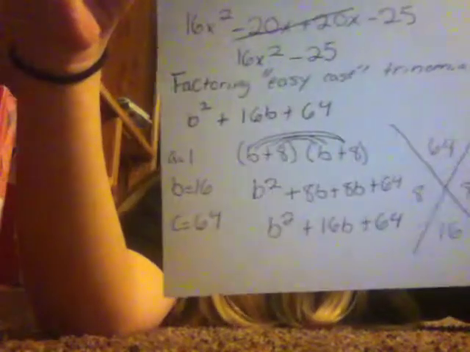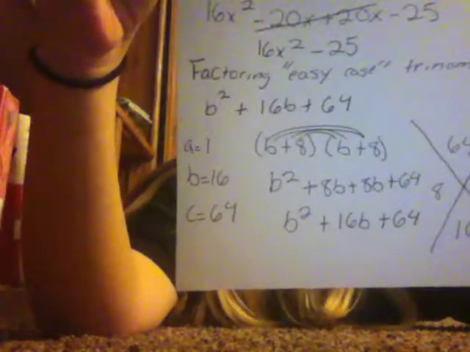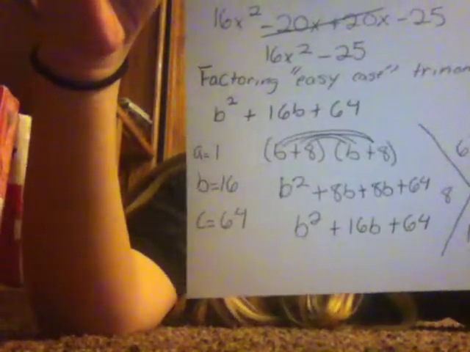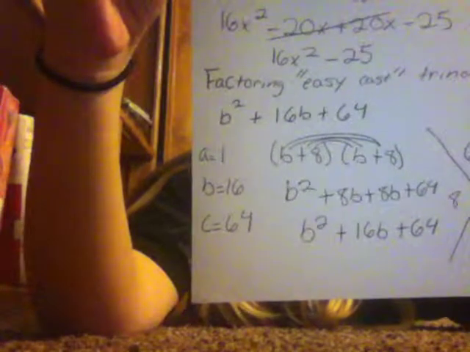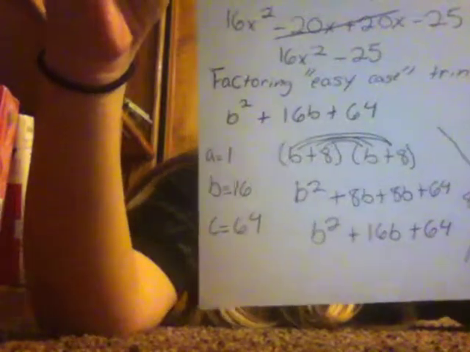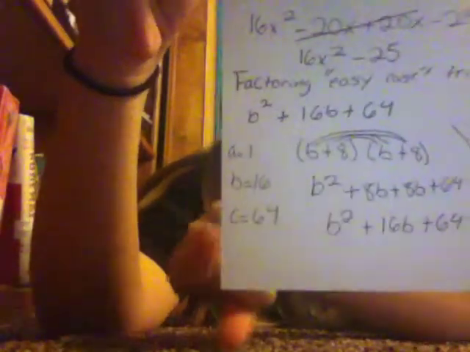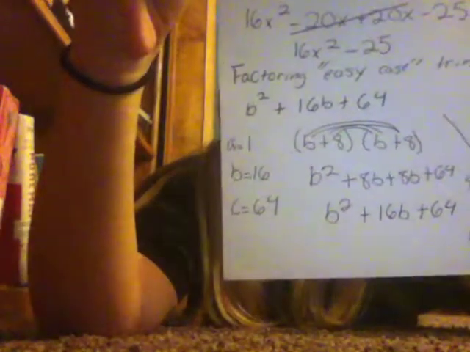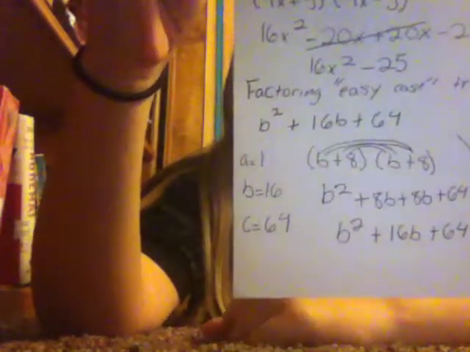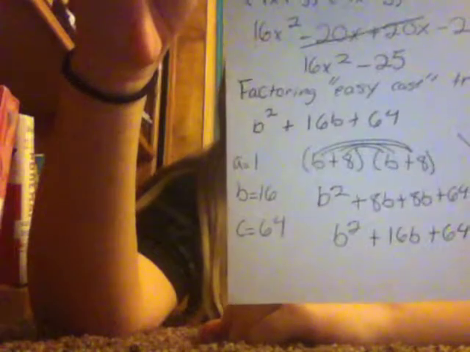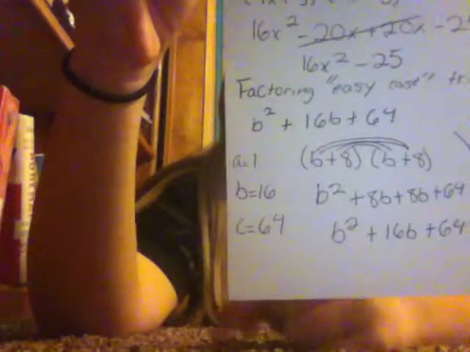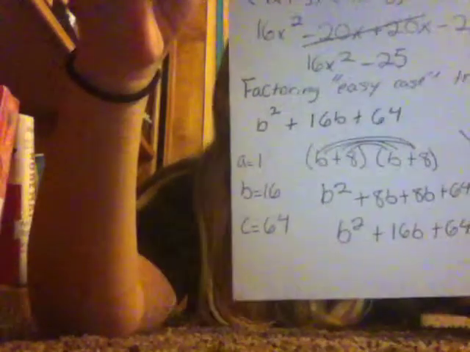And then my last one is factoring easy case trinomials. And my expression is b squared plus 16b plus 64. And I went and found the numbers I'd be using. A equals 1, since there's no number in front of b squared. B equals 16, because 16b. And then c is 64.